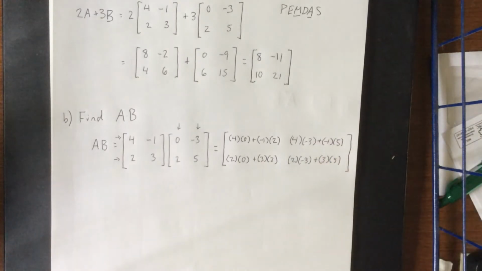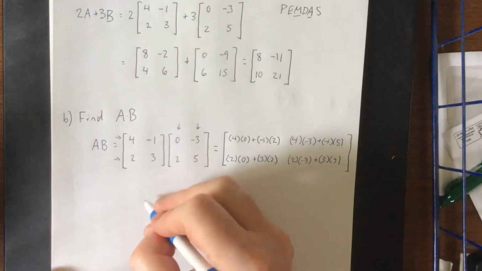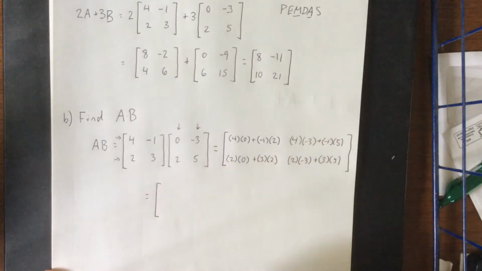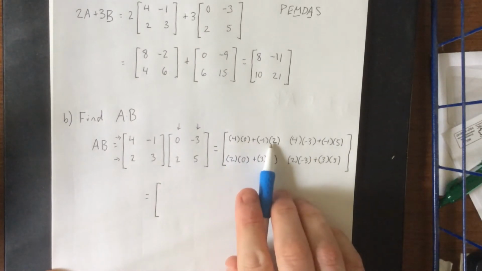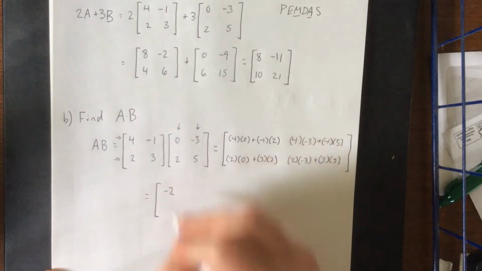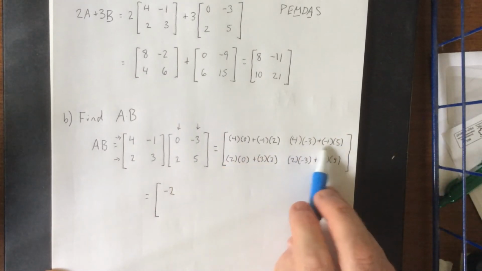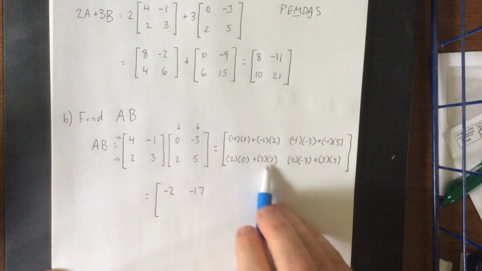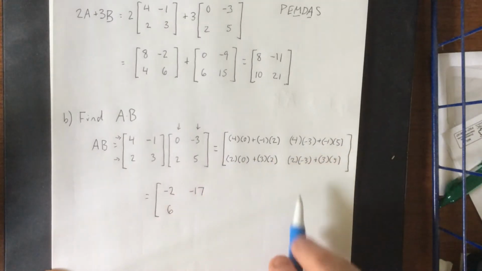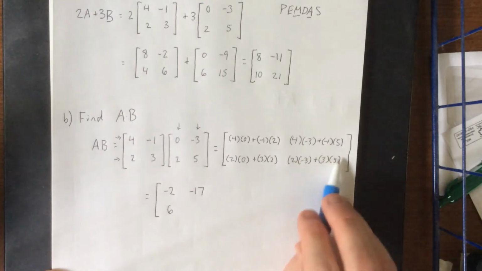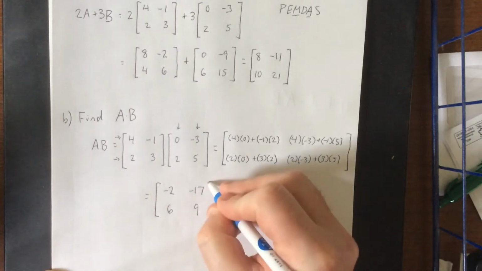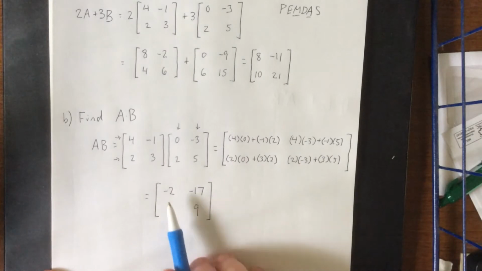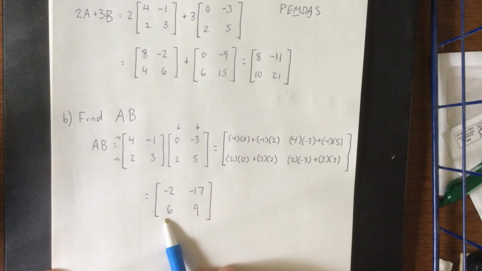Then we'll perform all of that necessary arithmetic inside, and we'll see what we get. That is 0 plus -2. Here we have -12 minus 5. 0 plus 6. And -6 plus 15. So final answer for this one is going to be -2, -17, 6, 9.